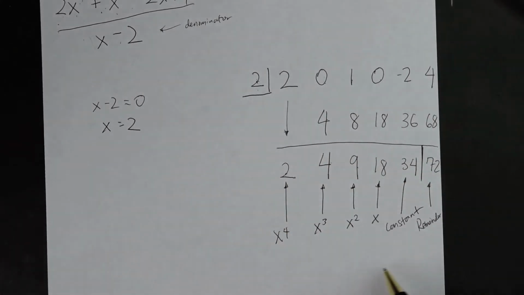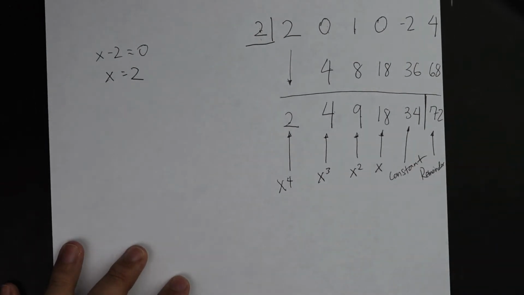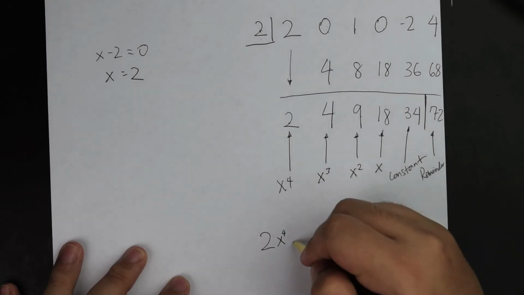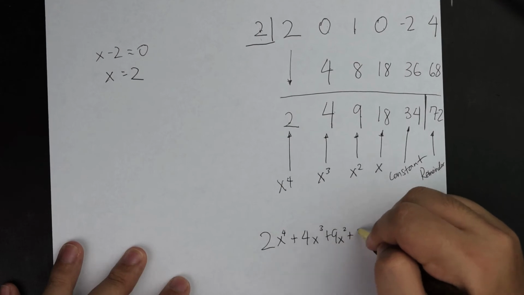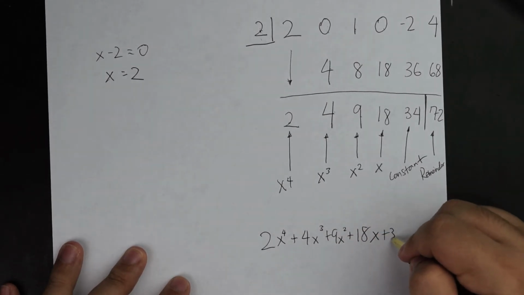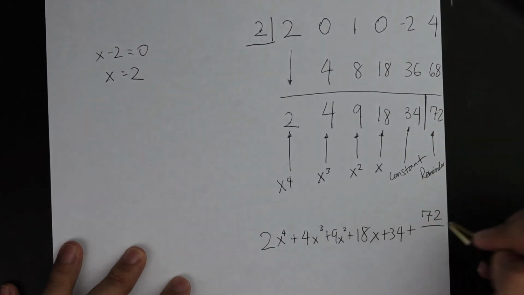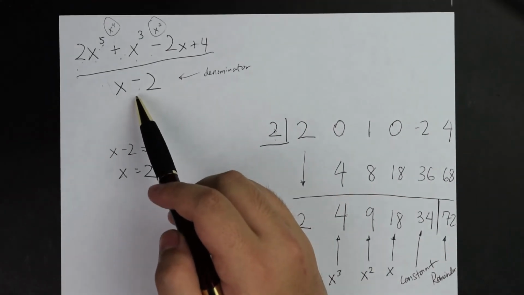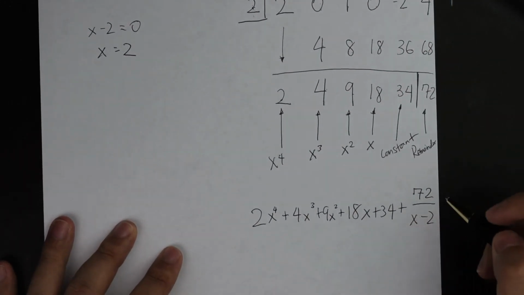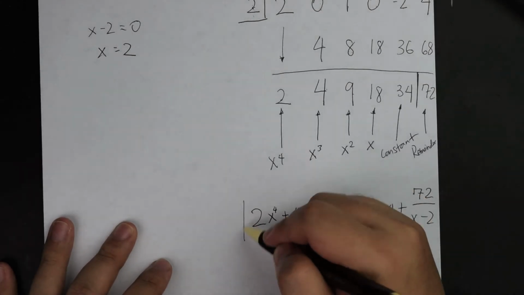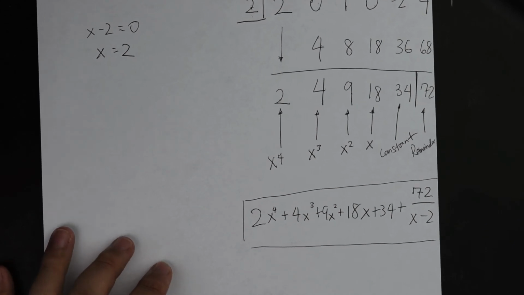There's a reason why you want to follow this and keep track, because now I can write the whole equation or the final answer. It's going to be 2x to the 4th plus 4x cubed plus 9x squared plus 18x plus 34 plus, because it's positive, now remember, 72 divided by the remainder. What I'm dividing by, if you look at the prior question up here, is x minus 2. And thus I'm going to write x minus 2, and this will be my final answer for this. Okay? And so that's how I go about doing this.